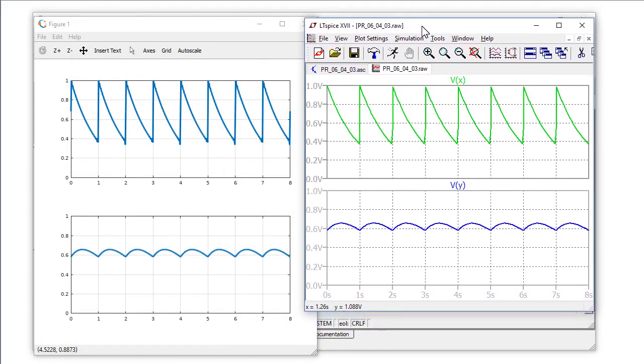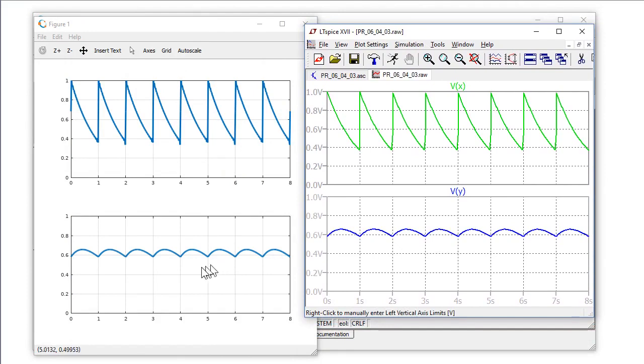You can see that we got very similar results from our Octave simulation and the LTspice simulation, giving us a lot of confidence that our calculations were correct, not only in calculating the input Fourier series coefficients, but also in calculating the output Fourier series coefficients.